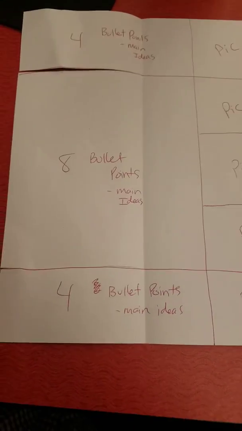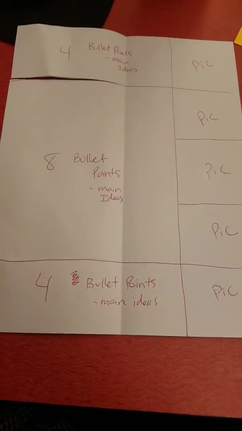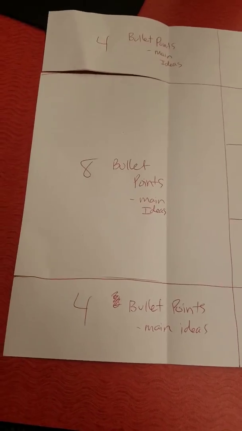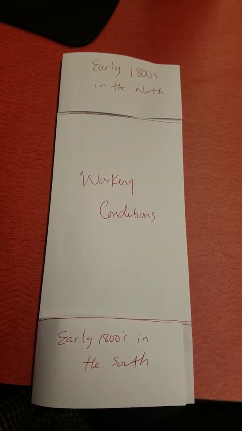The only thing that would be different is if the next section might have 5, 5, and 5, or it could be 6, 2, and 3. I'll tell you as we go along how many to do, but essentially the idea is the same. You put the titles of the main sections here, and then you put bullet points and pictures on the inside.